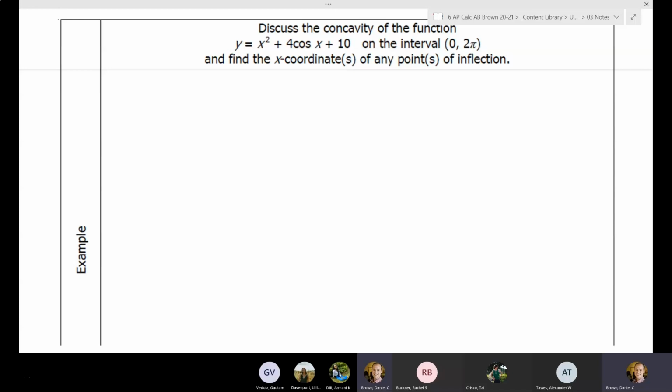Since we're talking about concavity, go ahead and find the second derivative for me. So again, this is why you need to find the first derivative, simplify it if necessary. Then once you have the first derivative, take its derivative, and then that will be your second derivative. And make sure you're careful with the sign, positive or negative, when you're taking the derivative of that cosine of x.